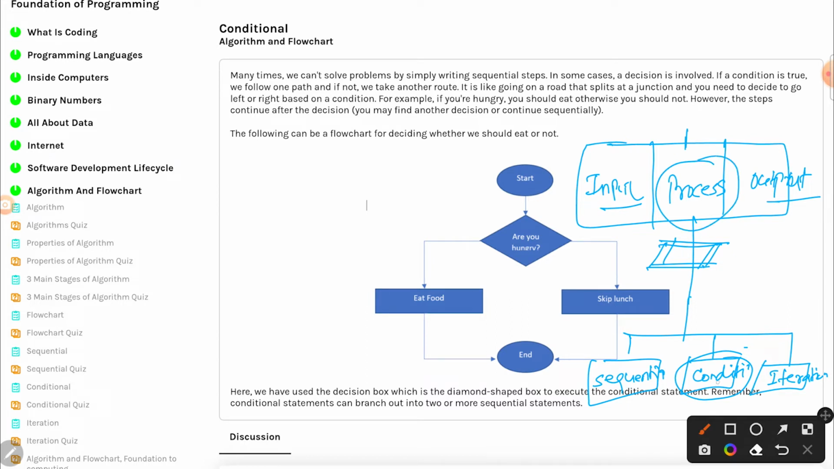Now, why do we really need it? Let's first understand what we cannot achieve in sequential, which we learned in the last class. If you remember, sequential is all the steps in sequence. The problem with sequential is it does not cover all the real life scenarios. In many cases, you want to handle scenarios where you want to do X when something is true and you want to do Y when something is false.